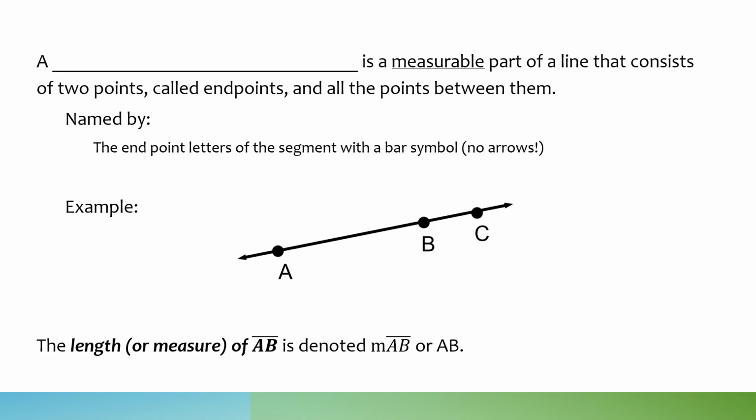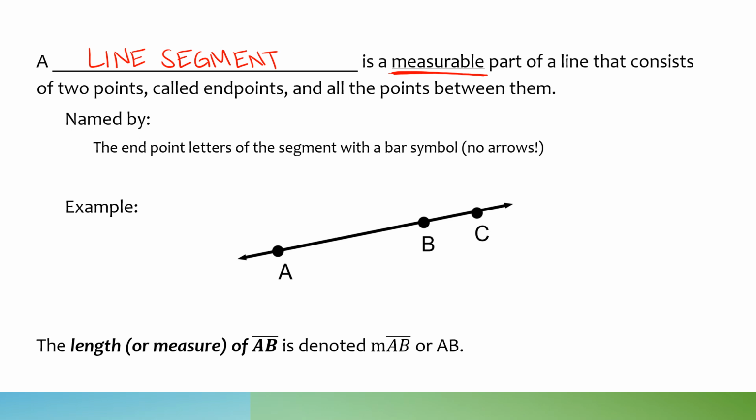So the first defined term that we're introducing in this class is a line segment. A line segment is a measurable part of a line, and it's made up of 2 points that we'll refer to as the endpoints, and all of the infinitely many points in between those 2 points. So the key phrase here is that this is measurable. There is a length to a line segment.